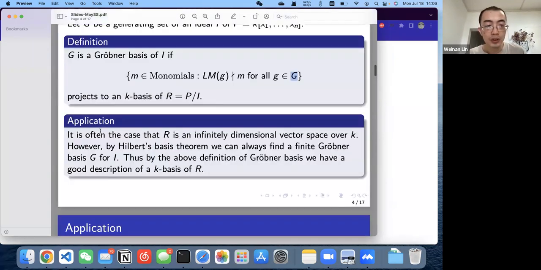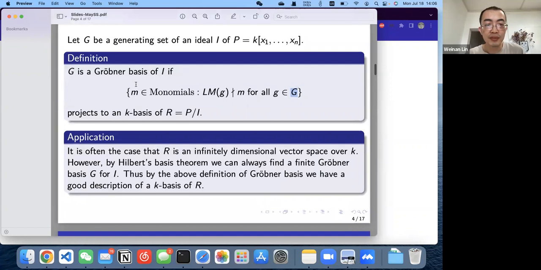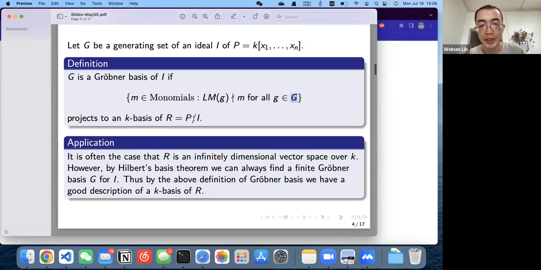Okay, so now the definition itself gives us an application of the Gröbner basis. It is often the case that R is an infinite dimensional vector space over K. I mean, the quotient algebra might be simple. It could be the polynomial algebra with no relations, and then it's definitely an infinite dimensional vector space over K. However, by Hilbert basis theorem, we can always find a finite Gröbner basis G for I. And thus, by the above definition, we can have a nice description of a K basis of R.